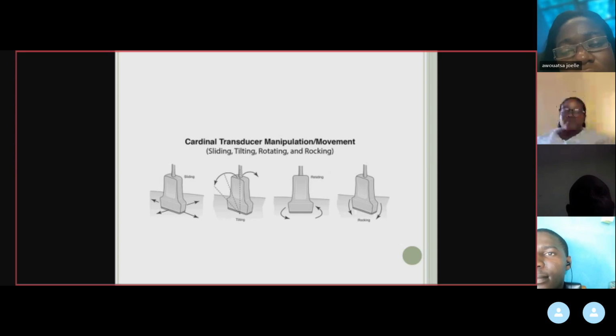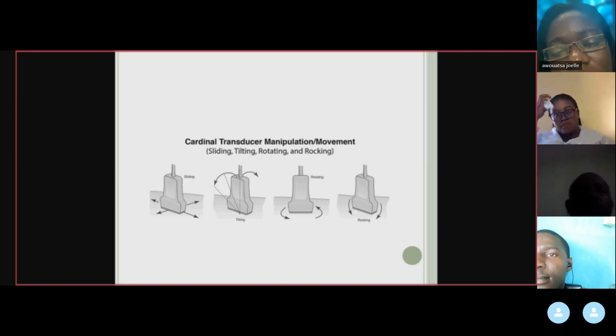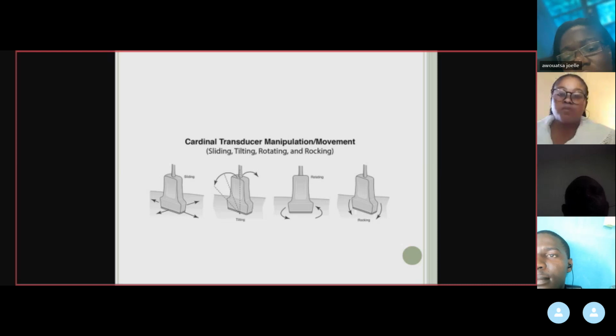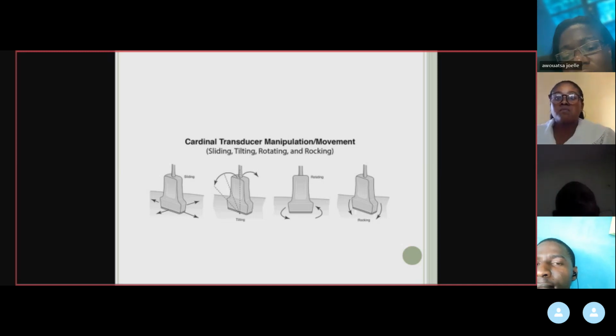So there are different movements of the transducer. We can slide the transducer. We can tilt the transducer forwards and backwards. We can rotate the transducer from 90 to 0 degrees, and we can rock the transducer to see different organs. Okay, to get a better view of those organs.